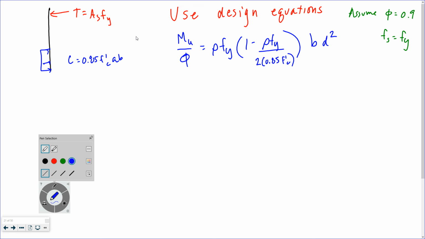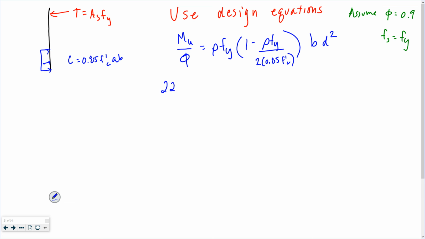So on the left side, I've got 220 kip feet divided by 0.9. Scooch that over, I'm probably gonna run out of room. 220 kip feet. And I think I'm just gonna go ahead and put that in kip inches because probably gonna need it, right? Everything on the other side is in KSI.